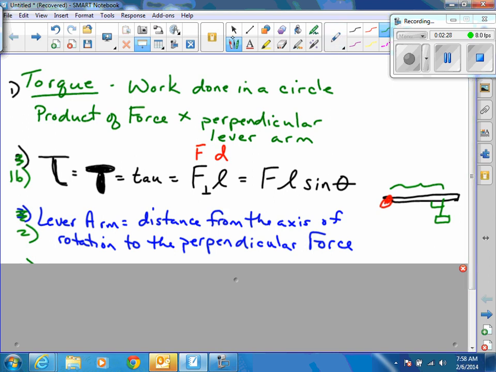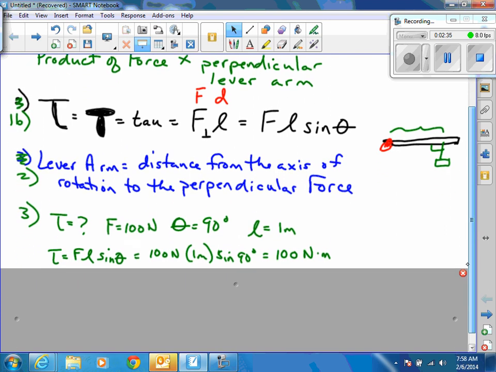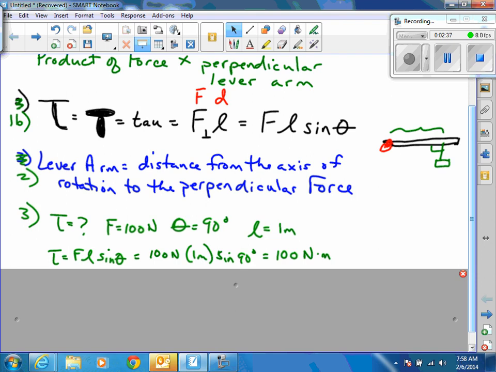And then lastly, what we did in 3 and 4, we did this little problem here in which you had to figure out the torque on a door that had 100 newtons of force on it, placed at 90 degrees, and 1 meter away from the axis. So I used the formula up here for torque, F L sine theta. I put in the F of 100, the lever arm of 1, and since it was a 90-degree angle, I put the sine of 90, and that comes out to 100 newton meters.